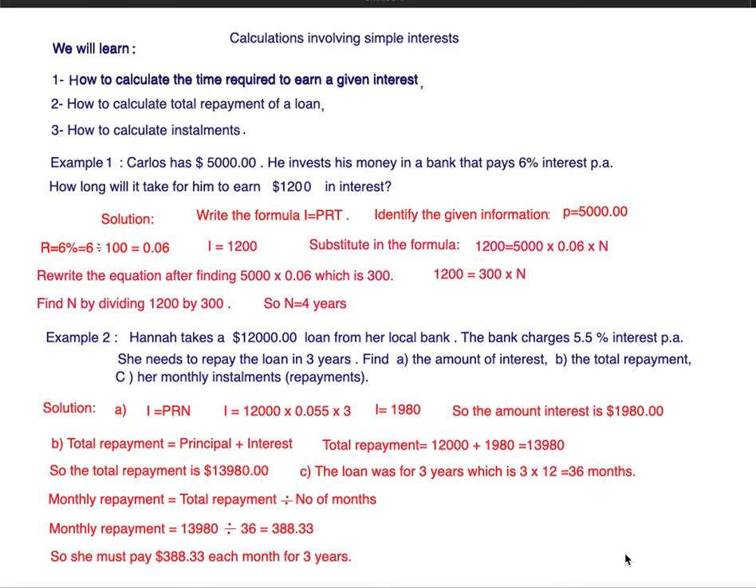And finally, how to calculate installments. So if you're not going to pay off the whole loan in one go, but over a certain length of time, then how much you're going to pay every month or every year or every week, depending on the nature of the problem. We illustrate this with a couple of examples.